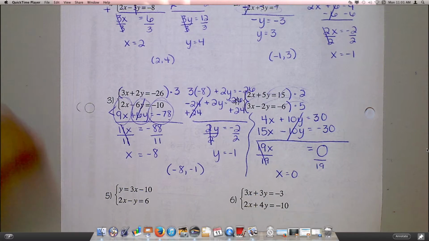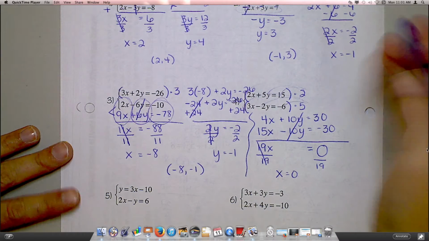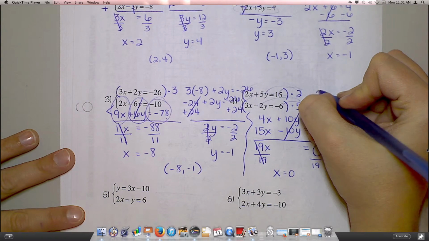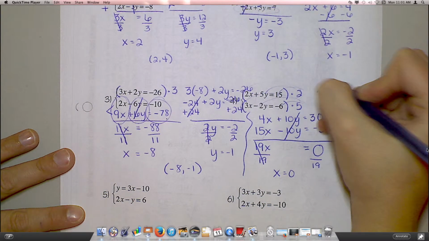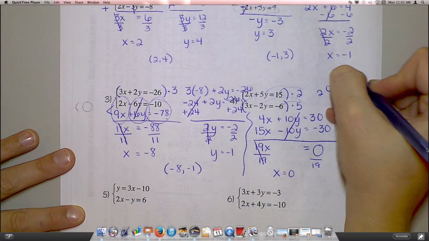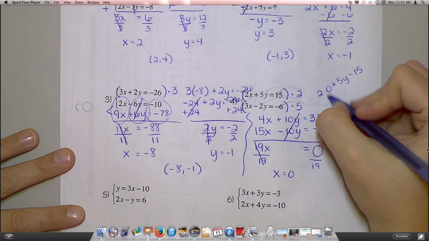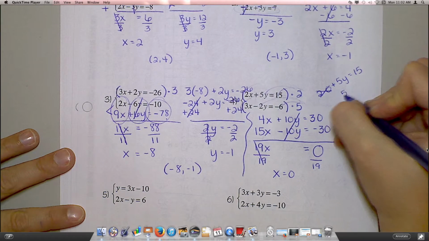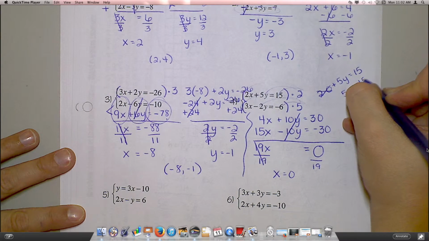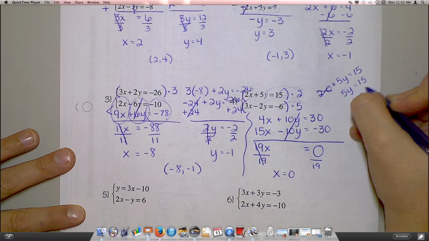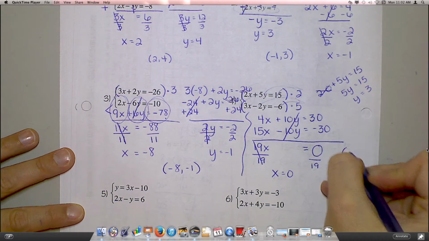Now let's plug that 0 back into the top equation. I'm really running short on space here. So 2 times 0 plus 5y equals 15. I'm sorry to be cramming this in like this. 2 times 0 is just 0, so 5y equals 15, and y is going to equal 3. So the coordinate is 0, 3.